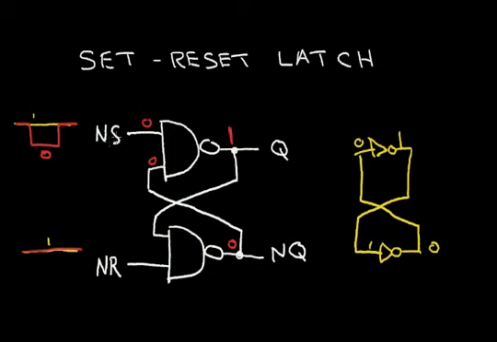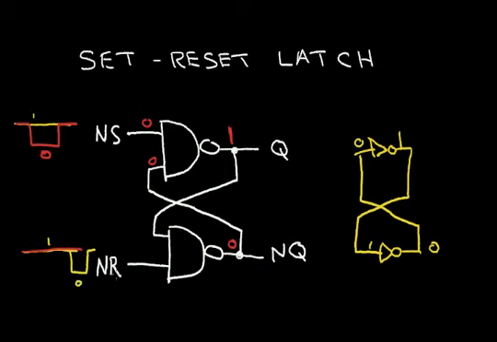So when not set goes to 0, I set the Q to a logic 1. Now, let's say that I've set Q to a logic 1. I've dropped not set to a logic 0. Now at a later time, I want to drop not reset to a 0.